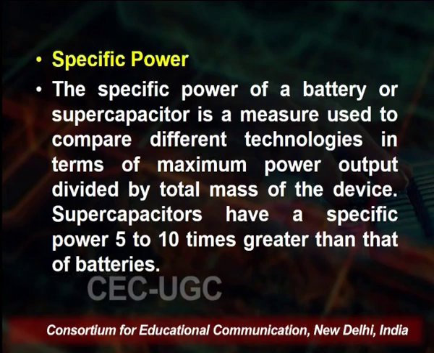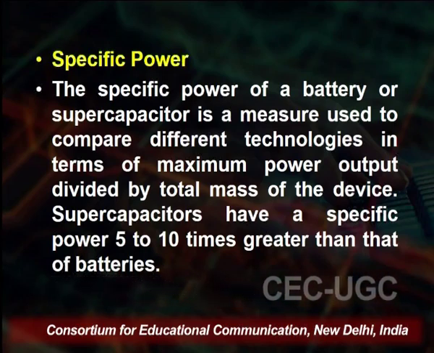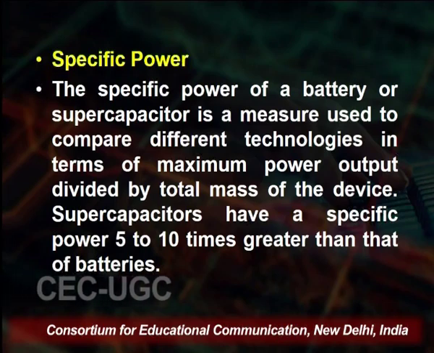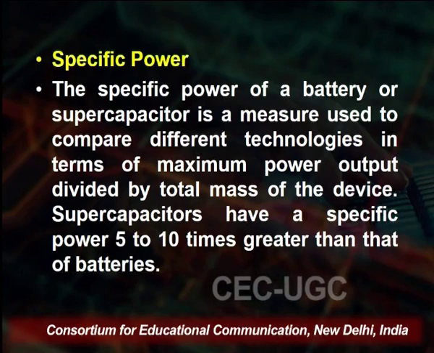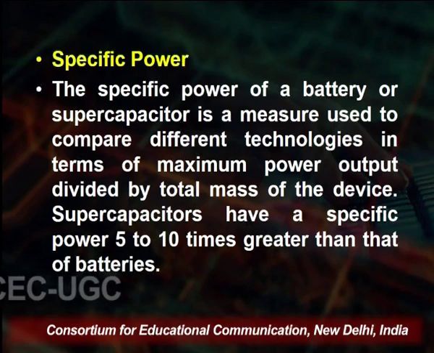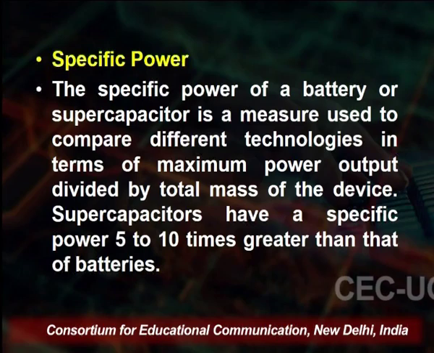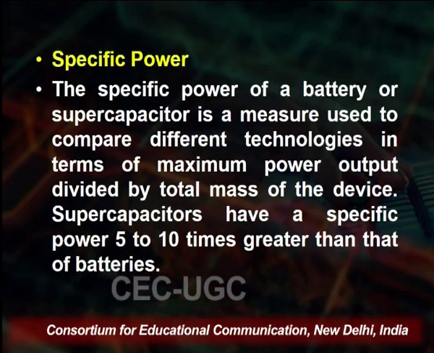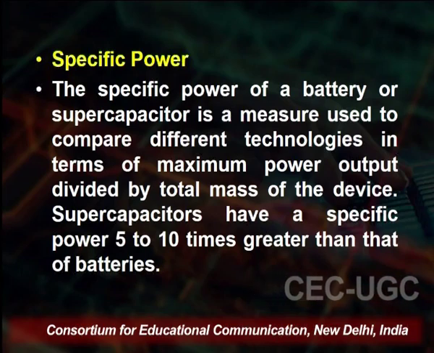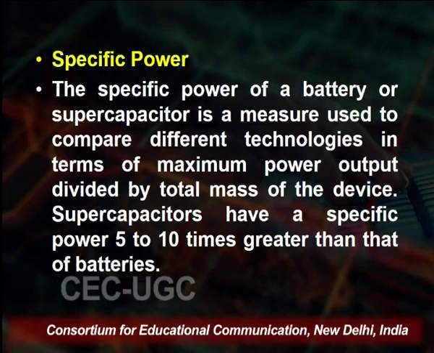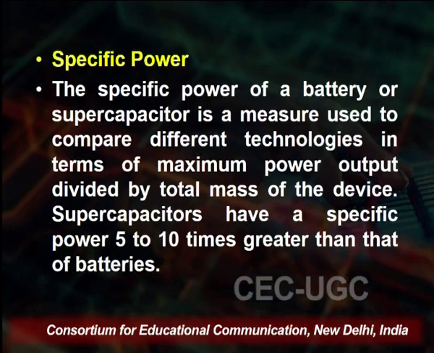The next point is the specific power. The specific power of a battery or supercapacitor is a measure used to compare different technologies in terms of the maximum power output. The power output is divided by the total mass of the device. Supercapacitors have a specific power 5 to 10 times greater than that of batteries. So, the specific power is measured by taking the maximum power output divided by the total mass of the device, and we can find out the specific power.